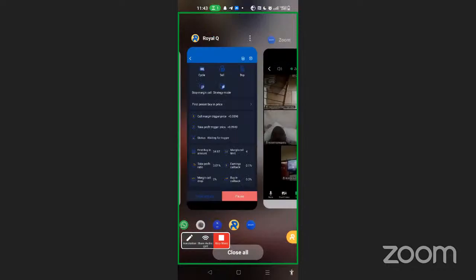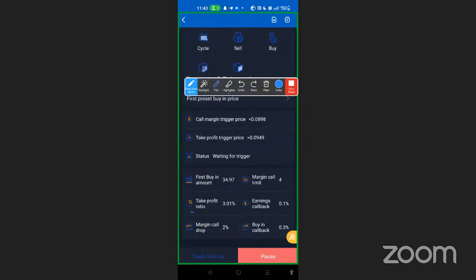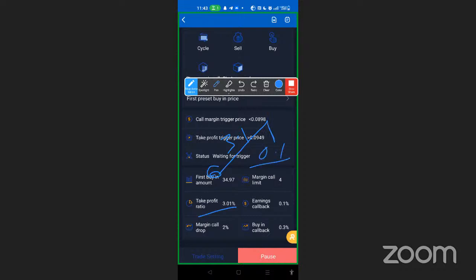Okay. Two important parameters are the take profit ratio and the take profit callback. This is what will appear on your screen. It means that when the market rises by 3.01 according to this, and tries to go down by 0.1, the robot should sell. What about the margin call drop and the buy-in callback?